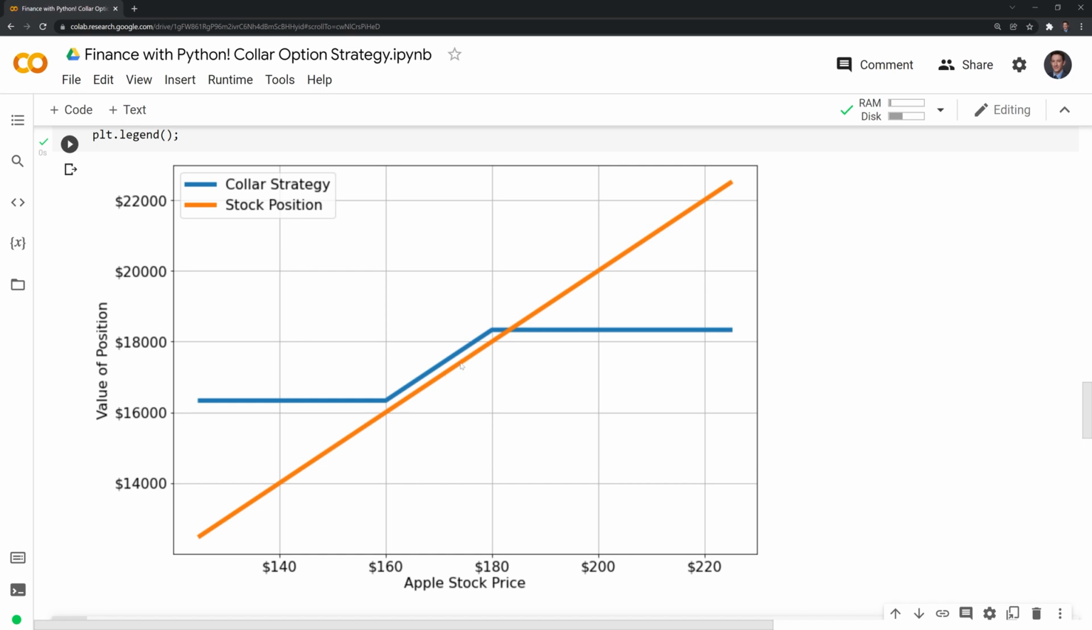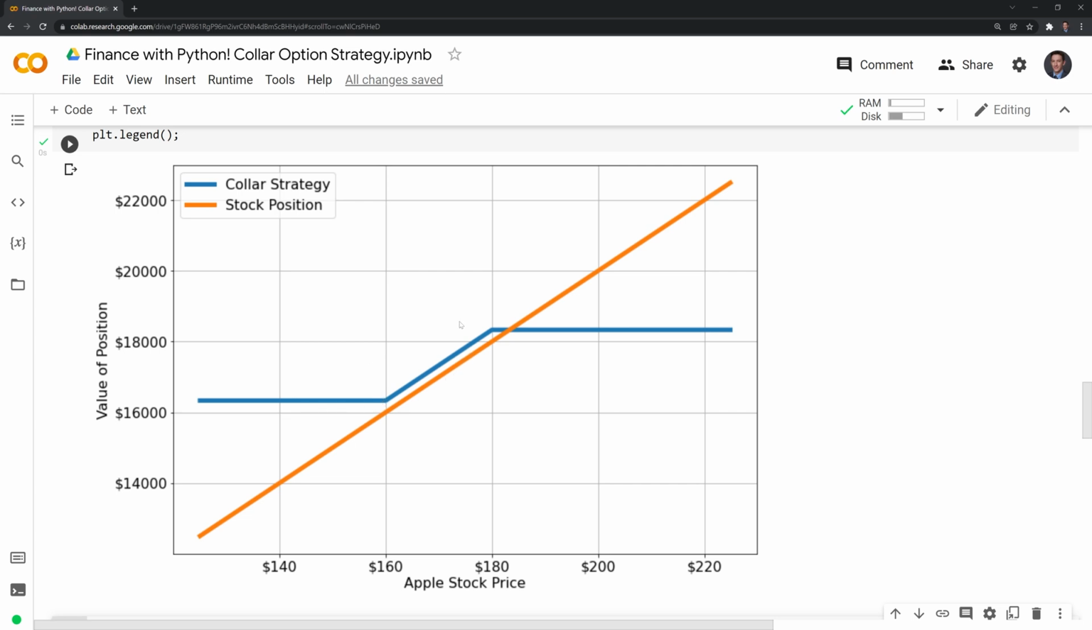And here we have our collar strategy. We can see that the maximum value and the minimum value are clearly defined here. In our case, it's going to be right at the strike price of 180 plus the net premium. So it will be right above $18,000, roughly $18,330. And then for the loss, it will be capped at $16,000 plus the net premium.